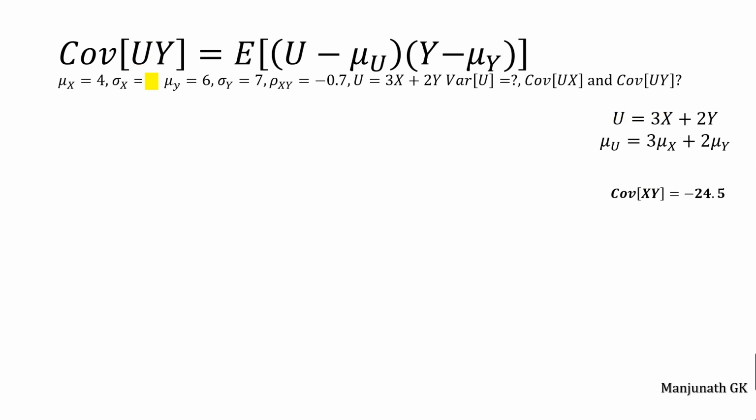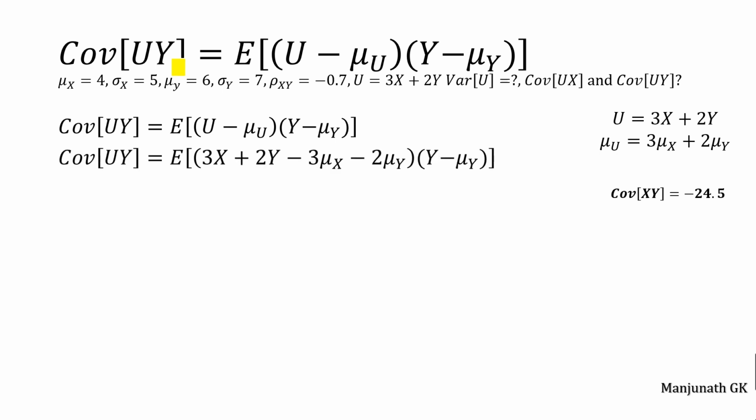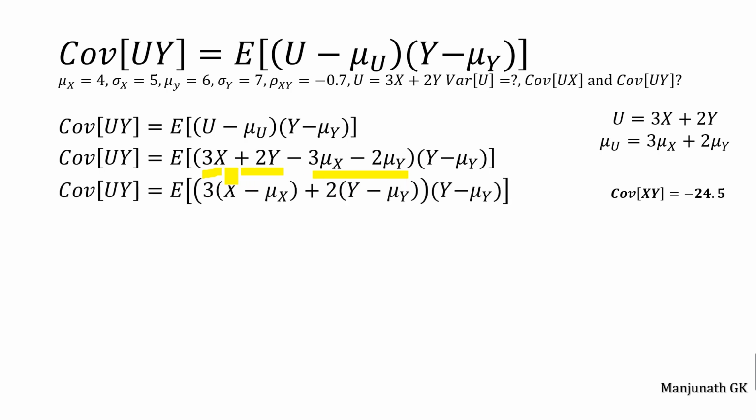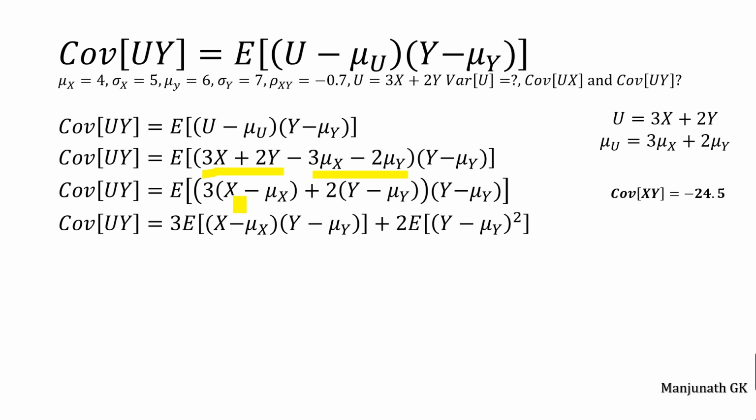Similarly, they have asked us to calculate a covariance of u and a random variable y. Rewrite the equation here, substitute the value of u in terms of x and y. Alright, mu u in terms of mu x and mu y. Do the grouping, take 3 as a common, write x minus mu x, take 2 as a common, write y minus mu y, then multiply this term inside the bracket and apply the expectations. 3 is a constant and 2 is a constant, y minus mu y whole square it is.